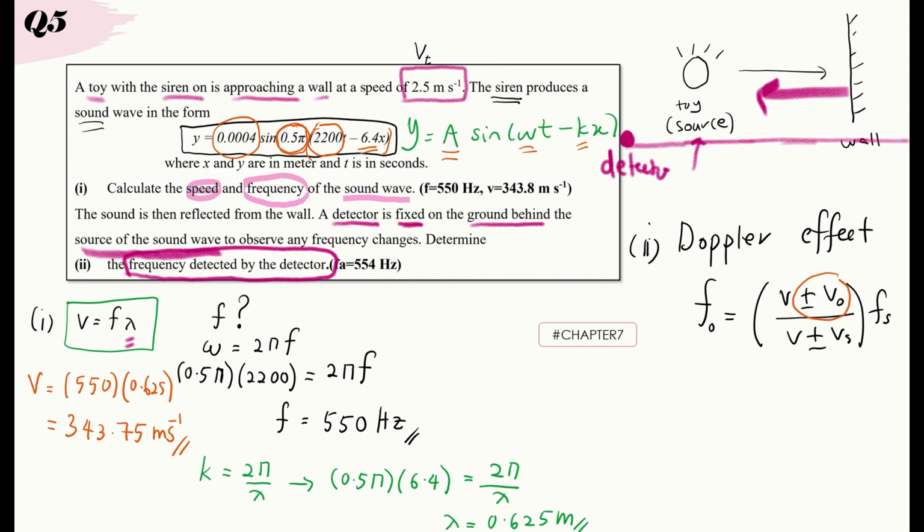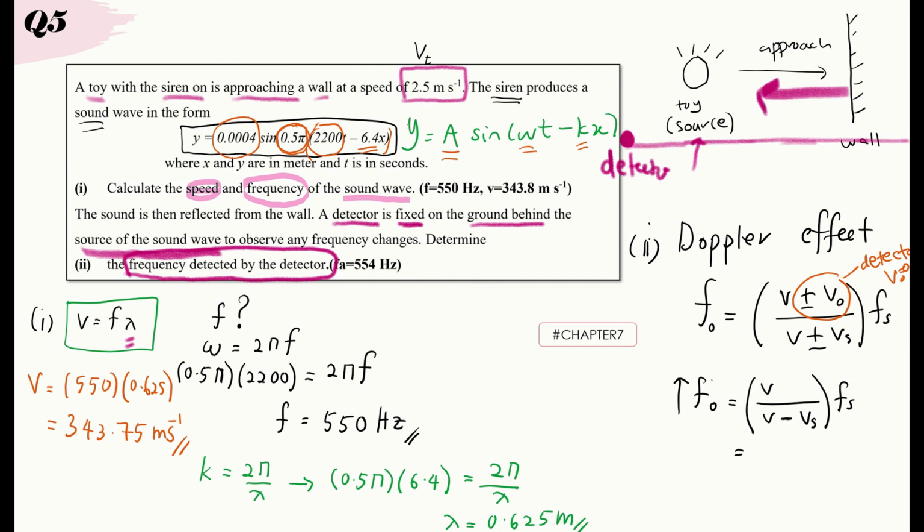So who is the observer in our case? That is who can observe the frequency changes. So our vo is equal to 0. As the toy is approaching, meaning that our f observed is increasing, the denominator is supposed to be small, so it is negative vs fs. So we are going to apply this equation.